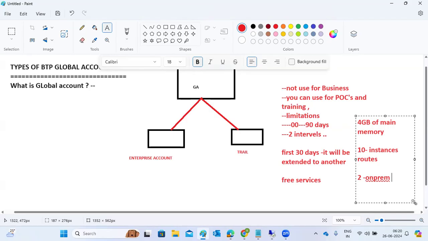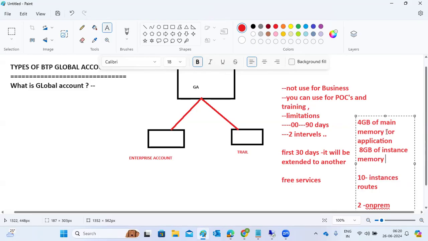So 4 GB of main memory you will get for applications. In BTP, each and every application requires some amount of memory. Then 8 GB of instance memory to run the instances. You will get the 8 GB instance memory.